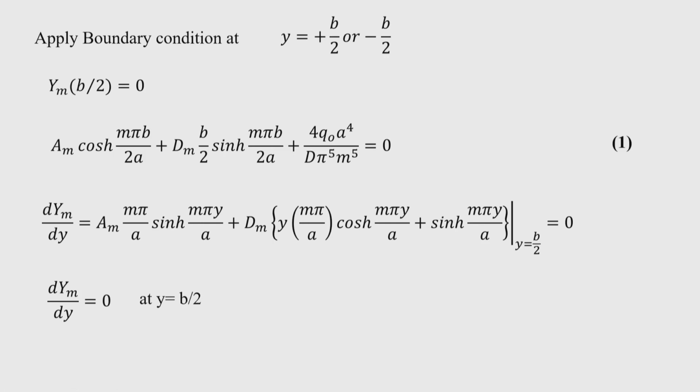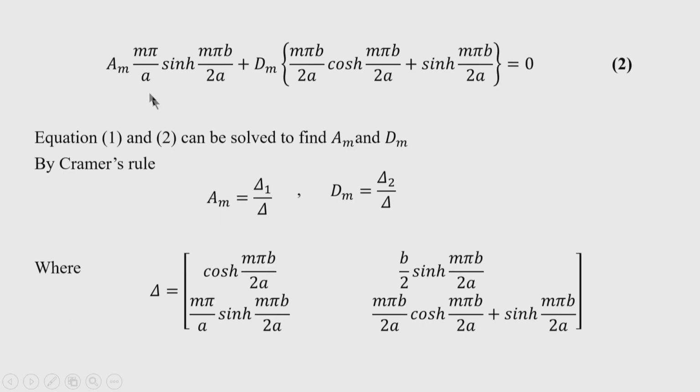So, that is the boundary condition at y equal to b by 2 at one of the edges. Then the clamped condition, that is the slope has to be 0. So, that I am now doing on the first derivative of the function. The first derivative is this, and that has to be 0 at y equal to b by 2. Now, if you substitute y equal to b by 2, you will get A_m m pi a sin hyperbolic m pi b by 2a plus D_m m pi b by 2a cos hyperbolic m pi b by 2a plus sin hyperbolic m pi b by 2a equal to 0.